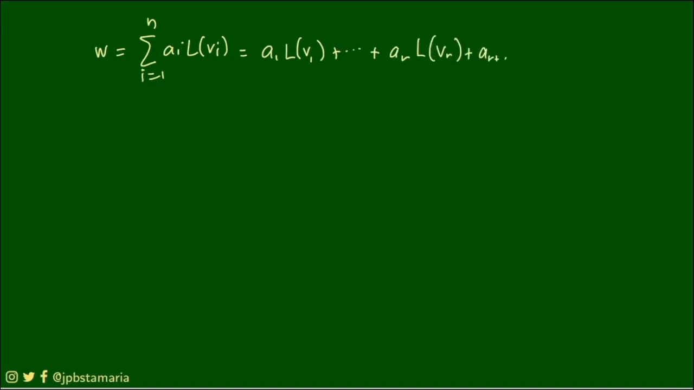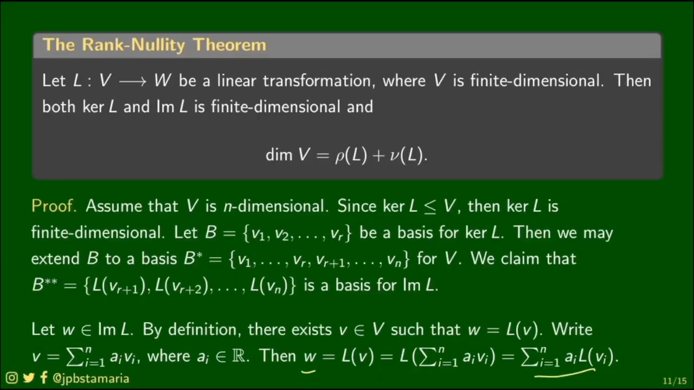Let me show you. Let W be the sum of a_i L(v_i), i from 1 up to n. If you expand it, you get a_1 L(v_1) plus and so on, a_r L(v_r) plus a_(r+1) L(v_(r+1)) up to a_n L(v_n). But as you can see, the vectors v_1 up to v_r are a basis for the kernel. Therefore, they are in the kernel.